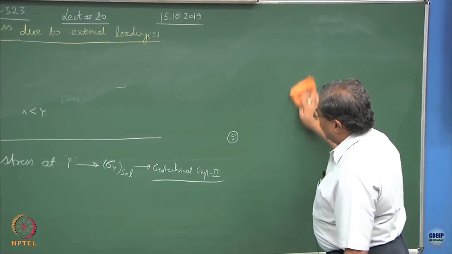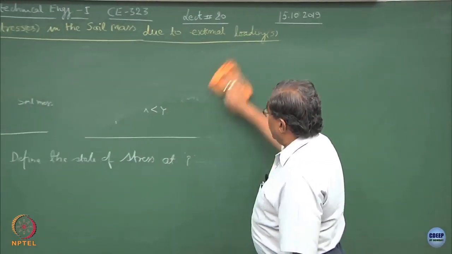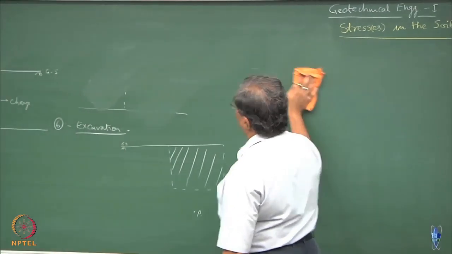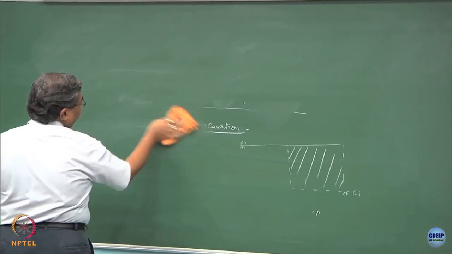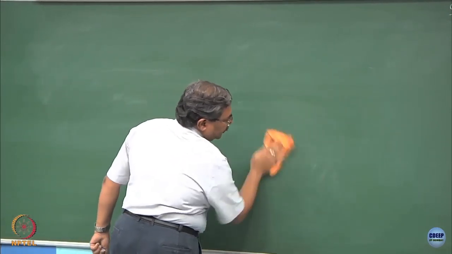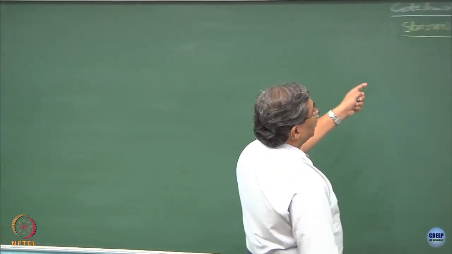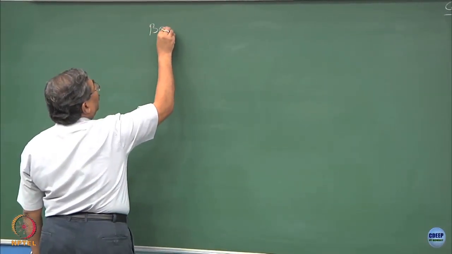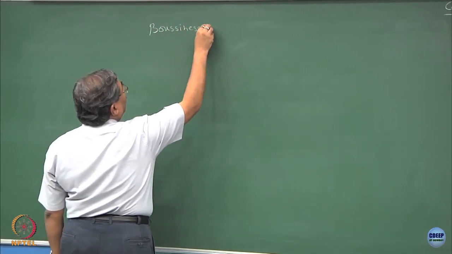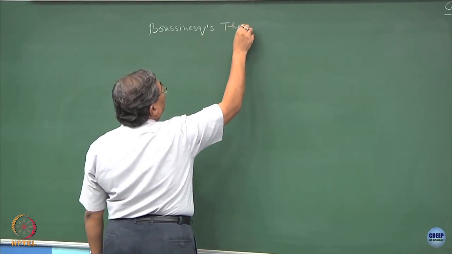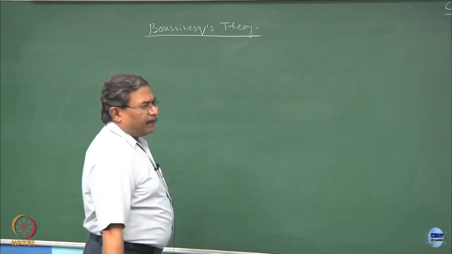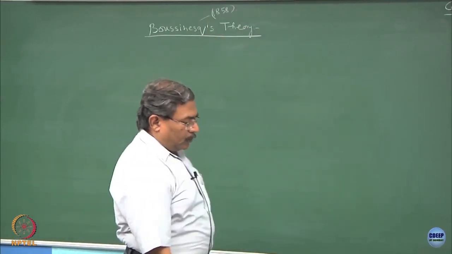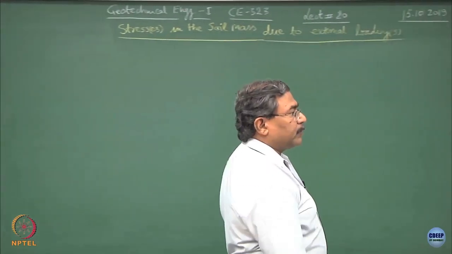The best way to define the state of stress in the soil mass because of the external loading is by considering the Boussinesq equation or Boussinesq philosophy. So, as I said, we are talking about the stresses in the soil mass due to external loadings. This is where the Boussinesq theory is used. In 1858, this was proposed by Boussinesq.